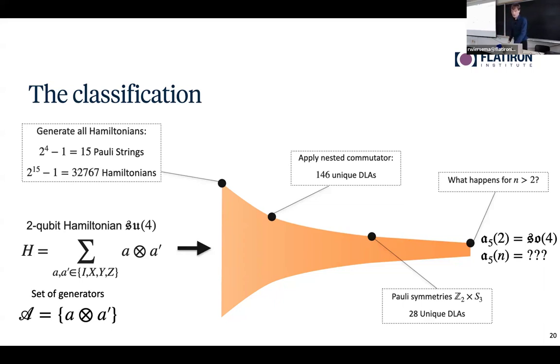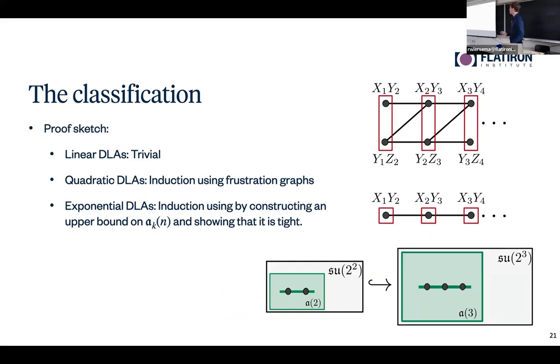I don't have time to explain this; it's pretty involved, but a sketch of how you would do it is that for the linear ones, it's simple because you keep having just direct sums. Then you have these quadratic DLAs. Here we use these frustration graphs. As you mentioned, you look at the anti-commutator graph of this algebra, and then you can prove how it will grow as you go to larger n. And then you look at this graph, and you can say what kind of algebra it is.